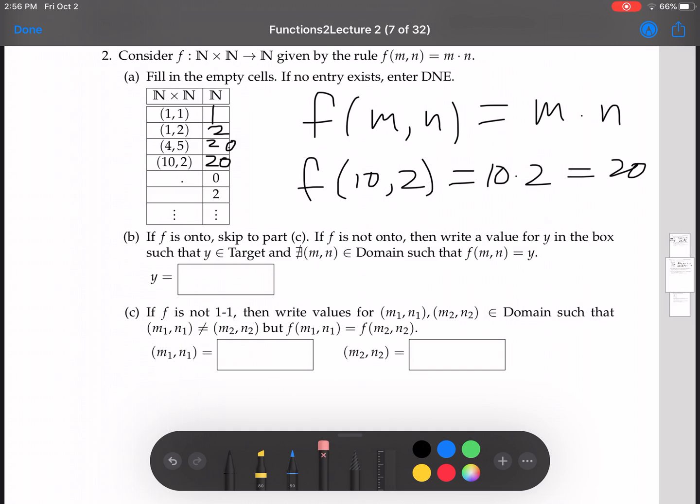Okay, now we go the opposite direction. Now we're given the output, which is 0. And we say, what are two positive integers or 0 that multiply to give you 0? And you guessed it, (0, 0) works. What's another one that would work? Yeah, that's right, (3, 0).